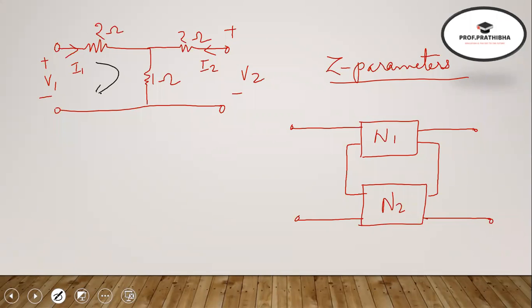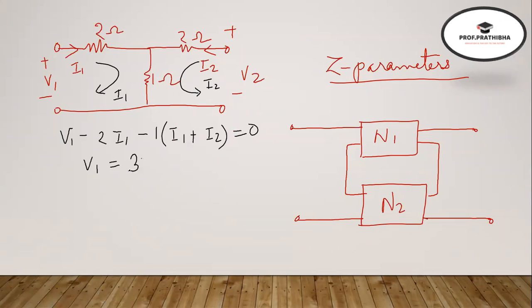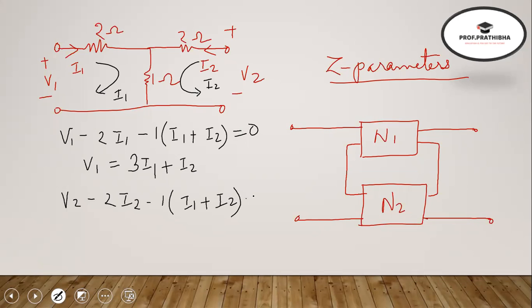So it is very simple. We are going to do our normal mesh analysis here, and we don't have to worry at all. We don't have a third thing here. So V1 minus 2 times I1 minus 1 times (I1 plus I2) is equal to 0 will be our one equation. So our V1 is going to come as 3I1 plus I2. Right, the second part of our equation will be V2 minus 2 times I2 minus 1 times (I1 plus I2) is equal to 0, and therefore we will get V2 is equal to I1 plus 3 times I2. So in this way we are getting our equation directly here.